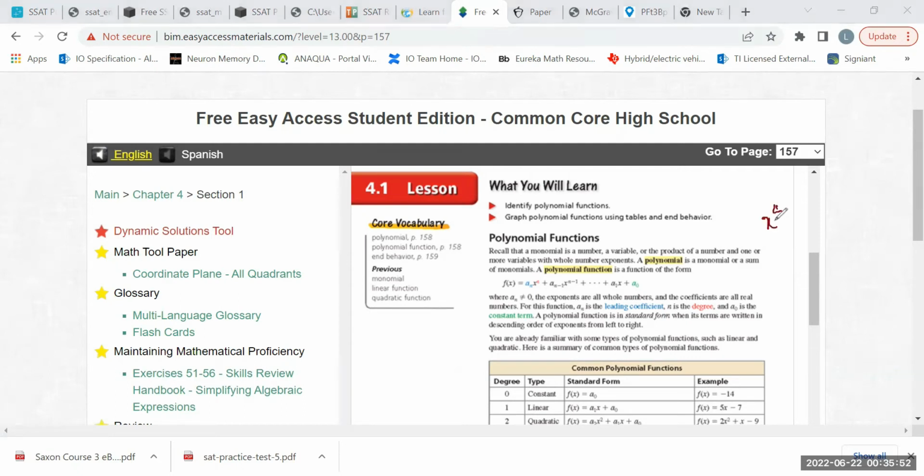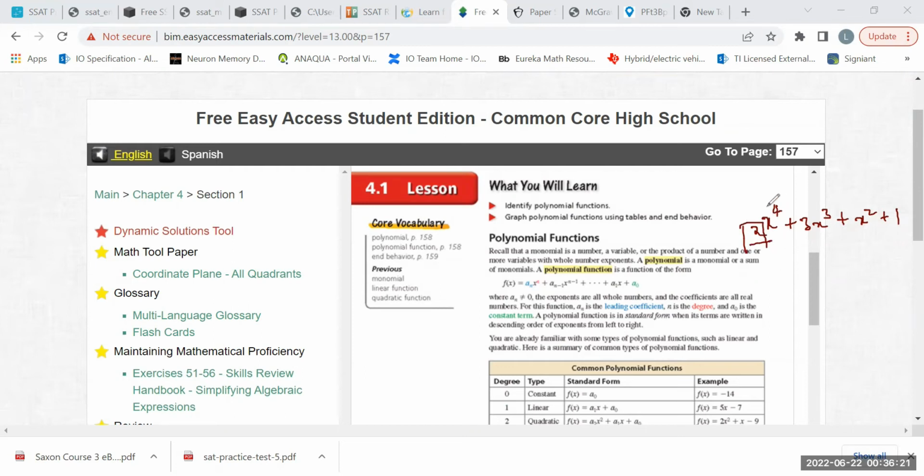For example, if I tell you 2x to the power 4 plus 3x cubed plus x squared plus 1, let's say this is a polynomial, right? So I have different monomials wherein x is raised to different powers. Here, the constant or the coefficient that accompanies the x term with the highest power, which in this case is x to the power 4, is called the leading coefficient.